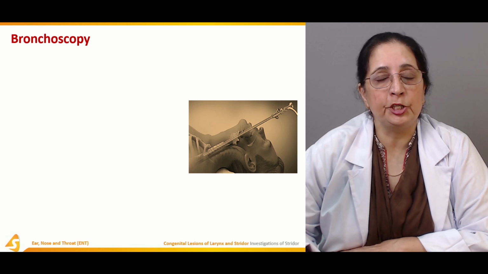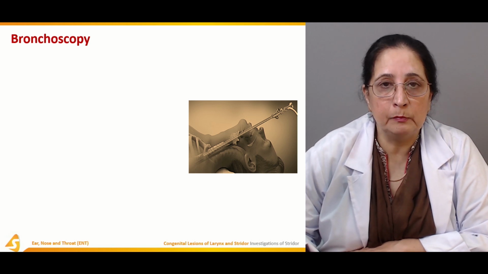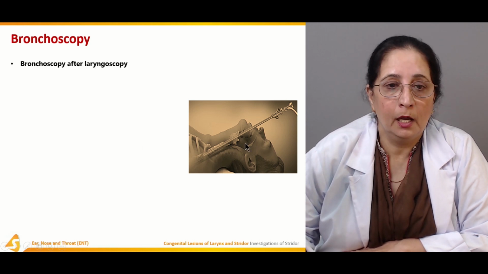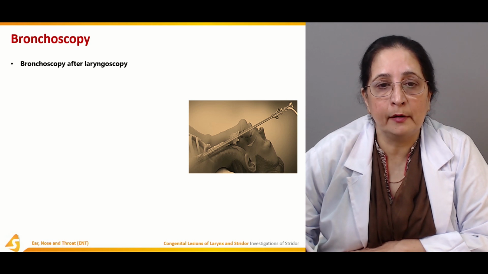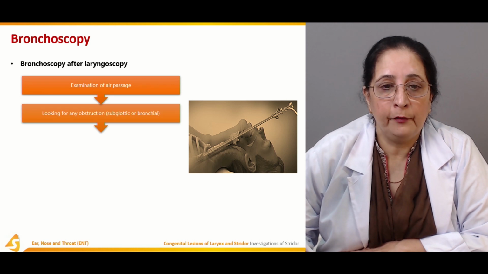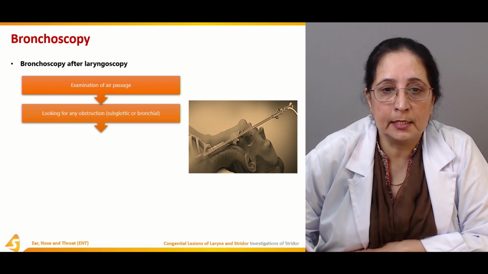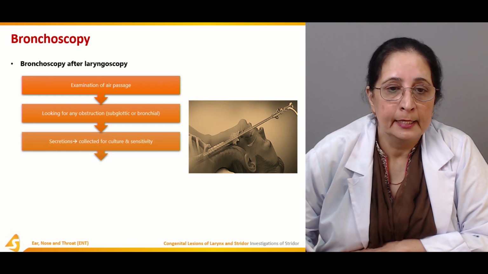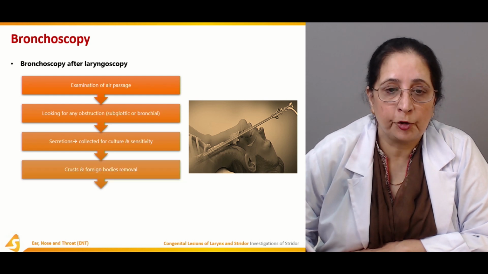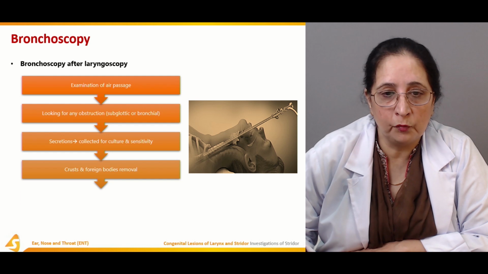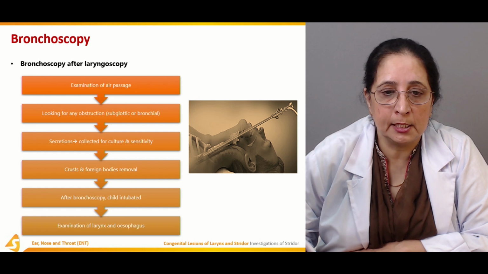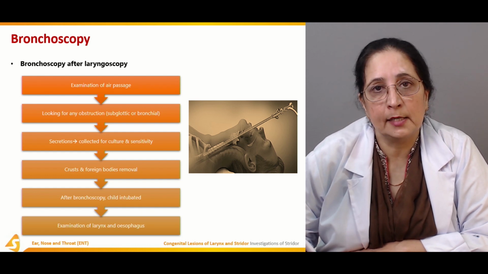Bronchoscopy is examination of the bronchi using the bronchoscope. You can see the bronchoscope. Bronchoscopy after laryngoscopy: examination of the air passage, looking for any obstruction in the subglottic or bronchial area, secretions collected for culture and sensitivity, crust and foreign bodies removal. After bronchoscopy, the child is intubated, and examination of larynx and esophagus is done.